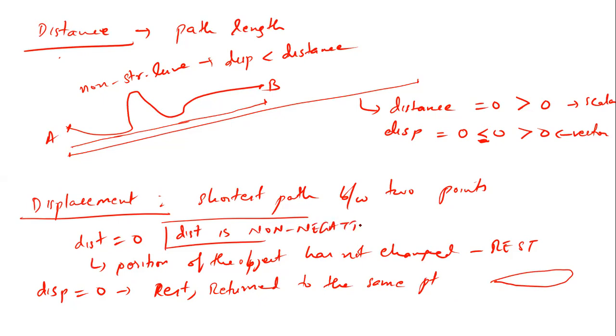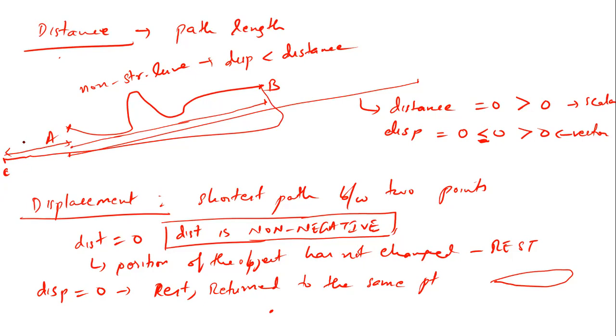Is non-negative. But displacement can be negative, can be positive, depending upon which direction it has been moving. A particle starts from point A here, goes to B, and maybe it again comes back like this and reaches the point C over here. And if I ask you what is the displacement here, displacement is nothing but the final distance between point A and point C. The shortest distance between them is your displacement.